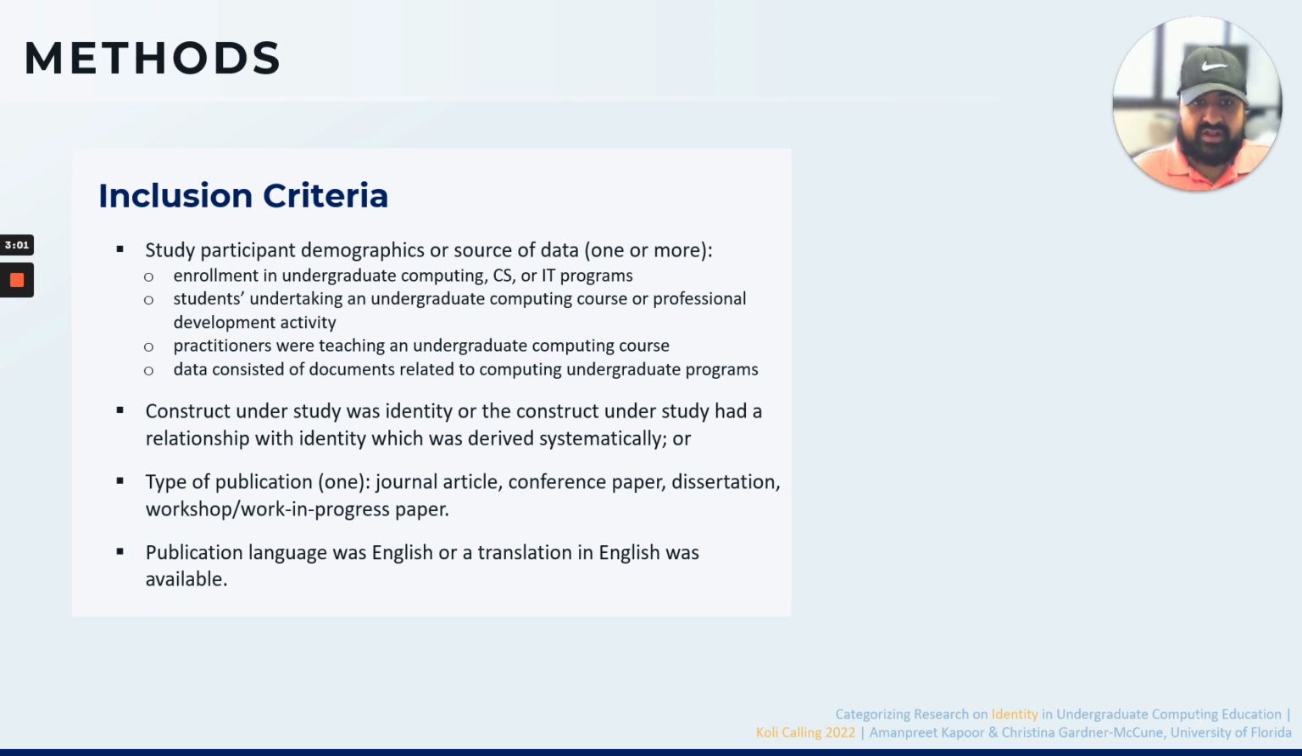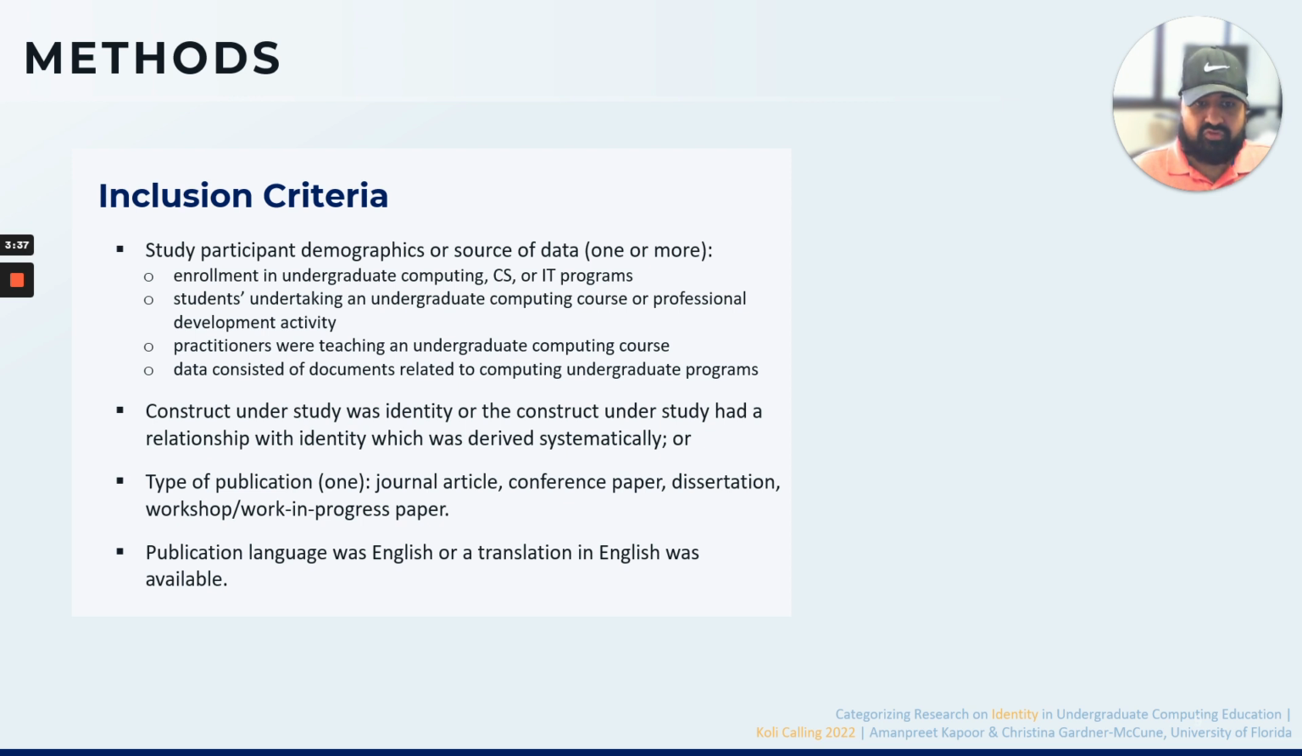So our inclusion criteria consisted of 4 topics. The first one was that all papers should have study participants who were either enrolled in undergraduate computing programs, or in a particular computing course or a professional development activity. Other than that, we also included papers that had practitioners teaching an undergraduate computing course, or where the data in the papers were related to computing undergraduate degree programs.